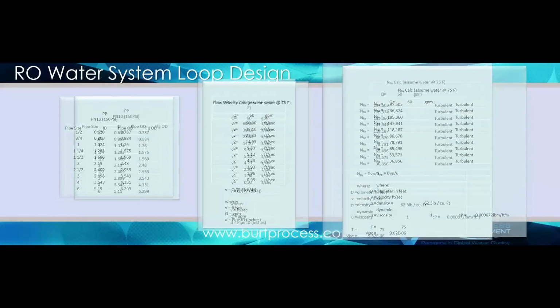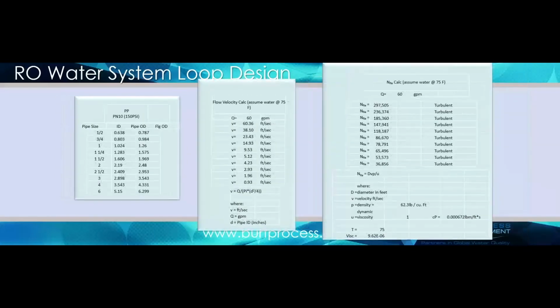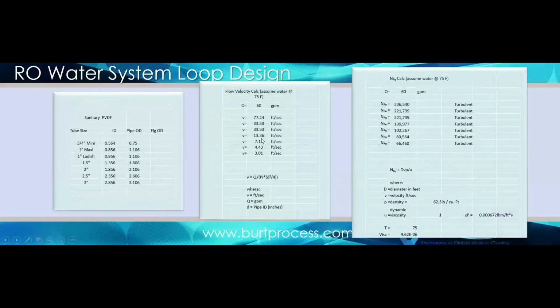And this also comes back to the storage tank size. You can see polypropylene is somewhat similar. And it really depends on what your piping material is and ultimately how you also design the loop in those cases.